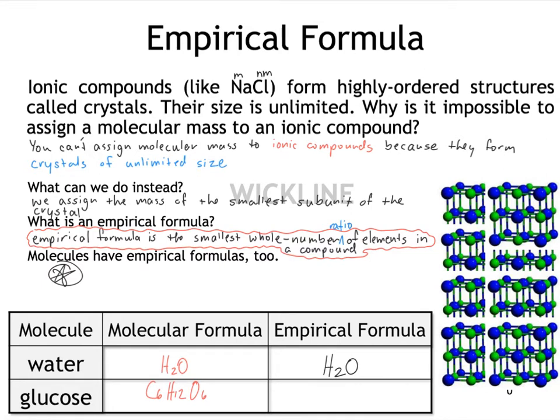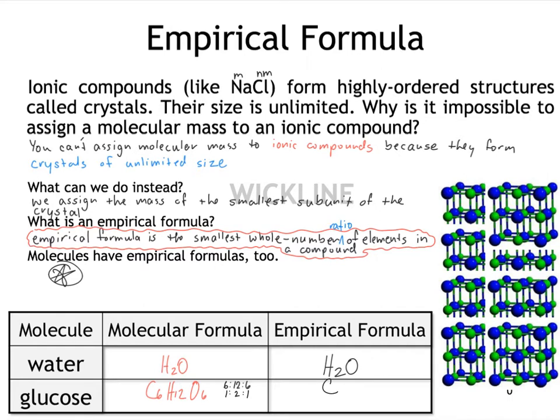But for C6H12O6, the ratio is 6 to 12 to 6. And the greatest common multiple that they share is a 6. So if you divide all of those numbers by 6, you get the ratio 1 to 2 to 1. So that is going to be the ratio for the empirical formula.